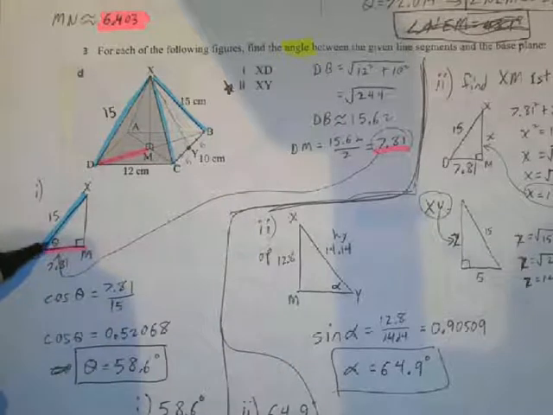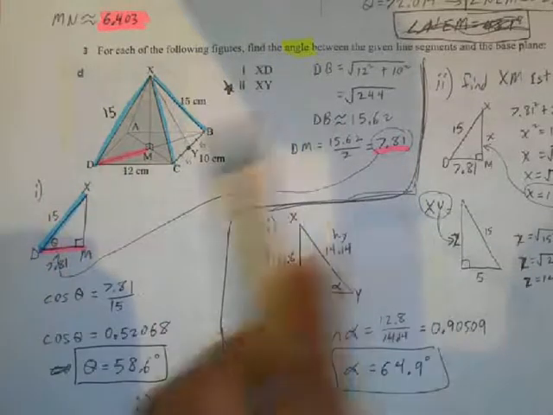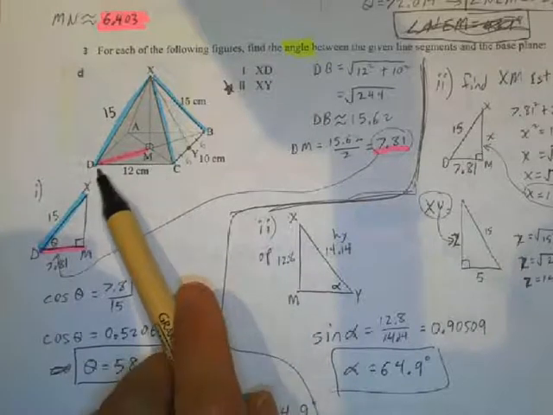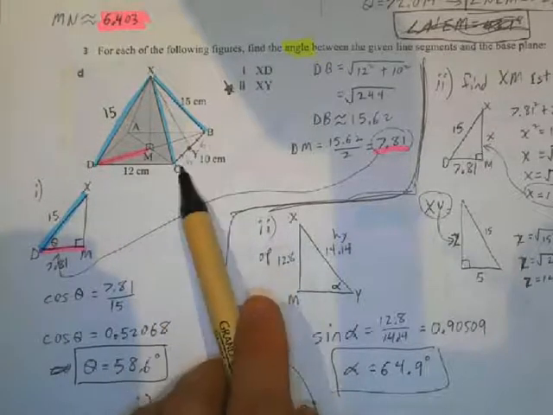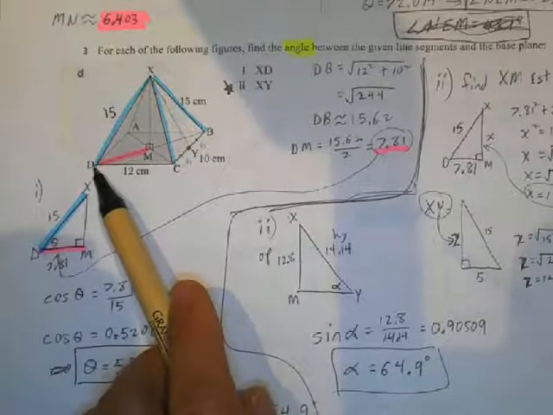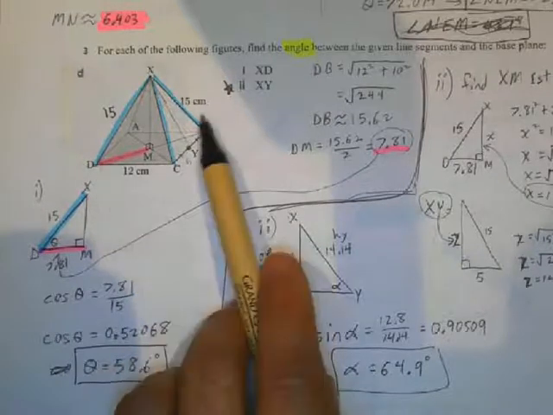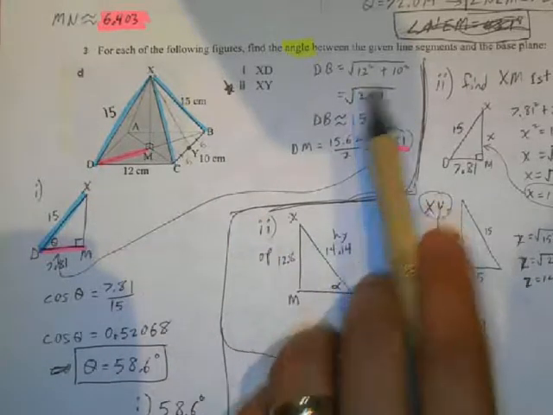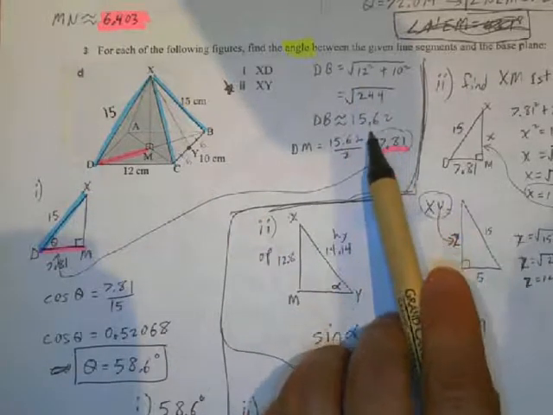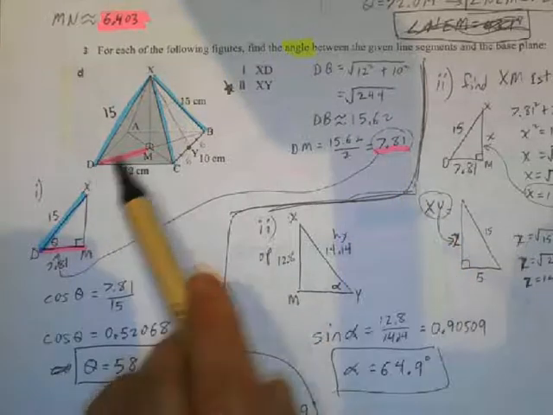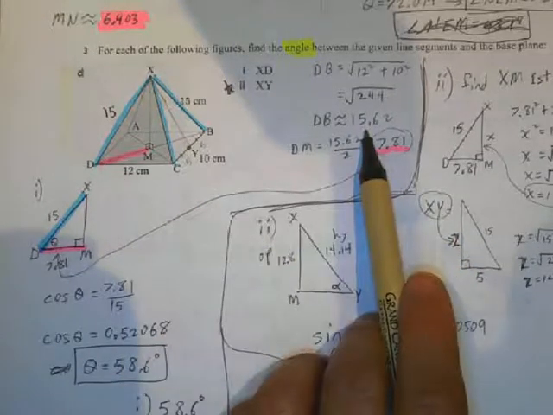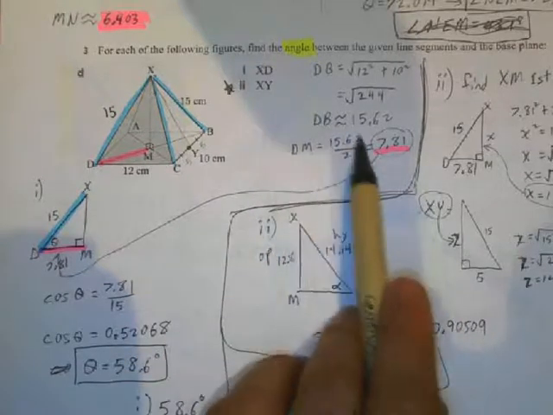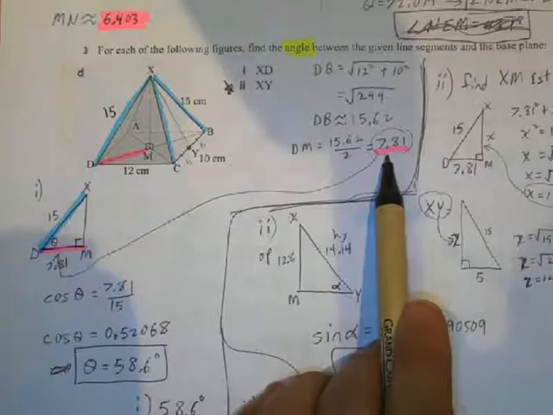Now the first thing I had to do was find the length of DM, but using the information I have here, the only thing I could do was to find the length from D to B. So 12 squared plus 10 squared, add them together, take the square root, and I ended up with the length of D to B being 15.62. Now D to M is half that length, so I divide that by 2 and I get 7.81.